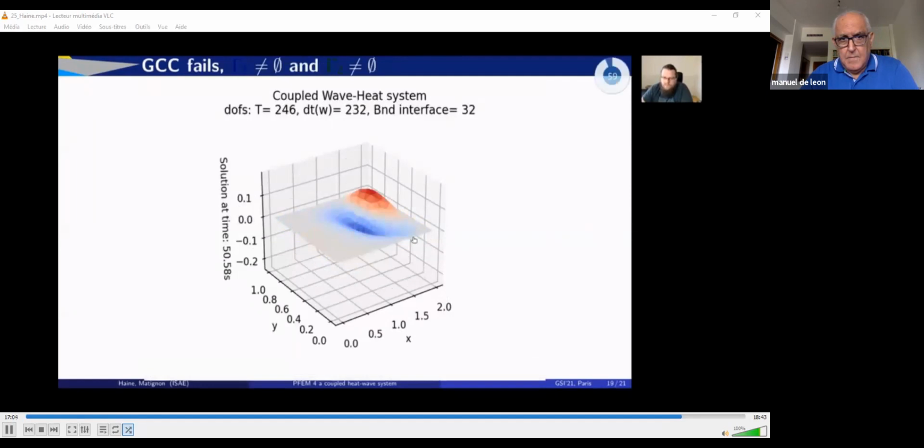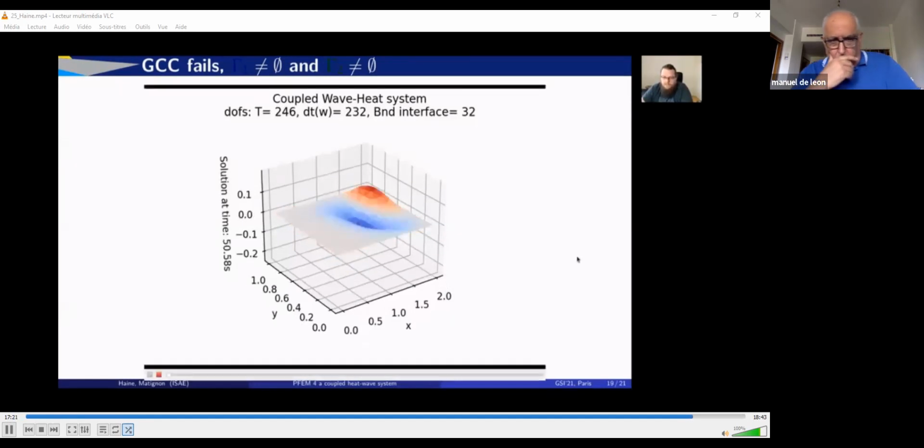We are in the case where the GCC fails. So there is always a wave traveling in this way and in this way, and never encountering the damped domain. And the decay is only logarithmic.